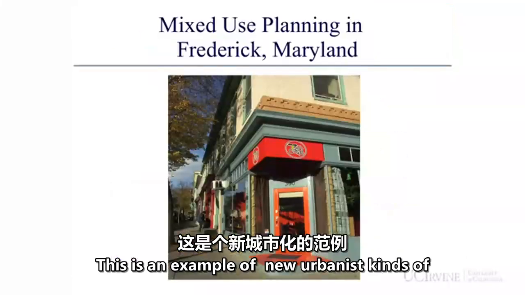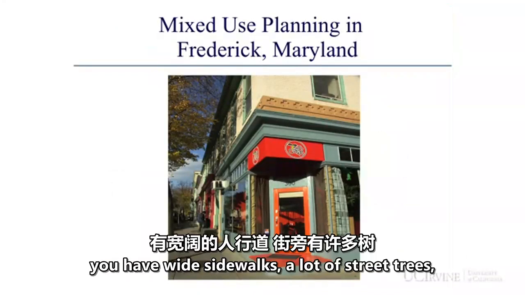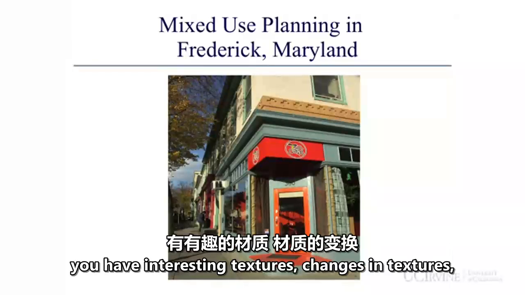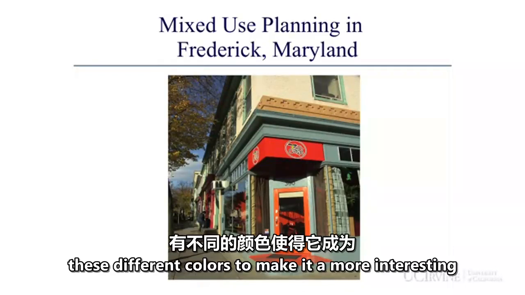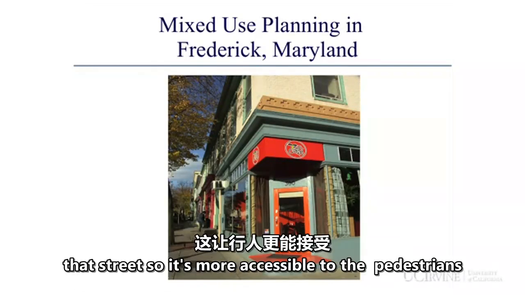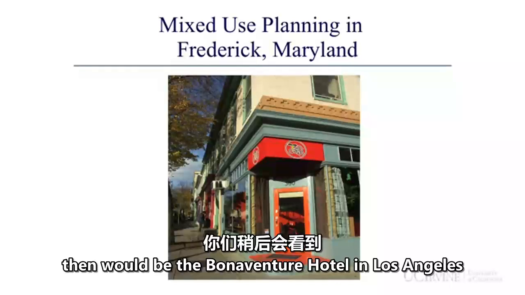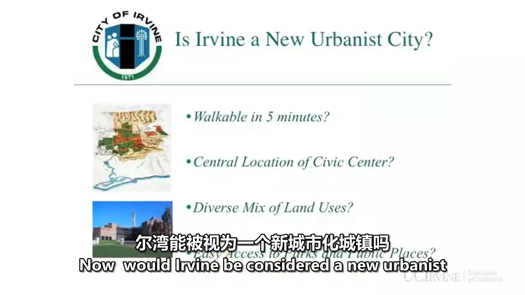This is an example of New Urbanist kinds of principles where you have human scale design. The buildings are only 2 stories high. You have wide sidewalks, a lot of street trees. You have interesting textures, changes in textures, different parts of the building, and you have these different colors to make it a more interesting, vibrant sort of visual experience walking down that street. So it's more accessible to pedestrians than would be the Bonaventure Hotel in Los Angeles, which we'll see a little bit later. Now, would Irvine be considered a new urbanist town?